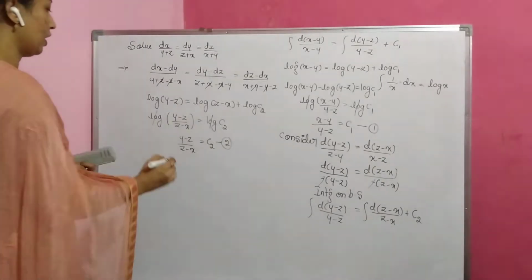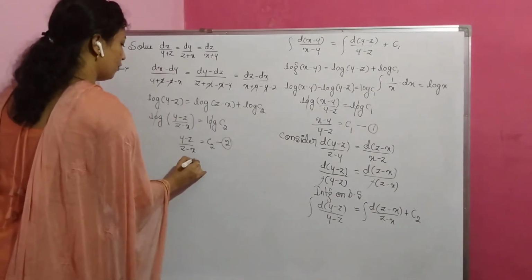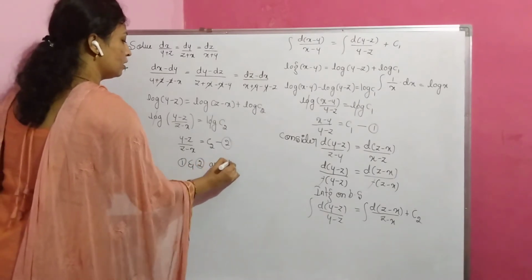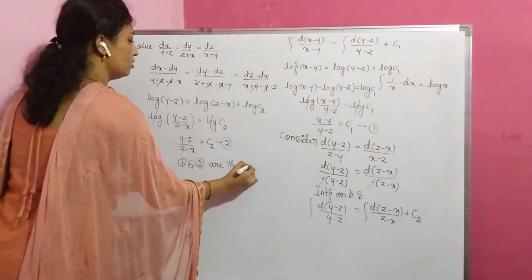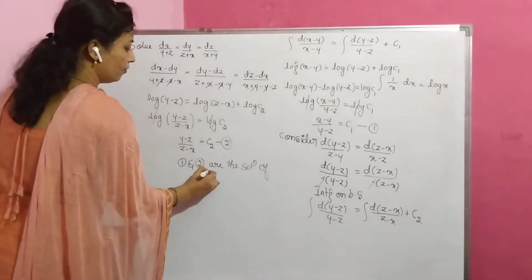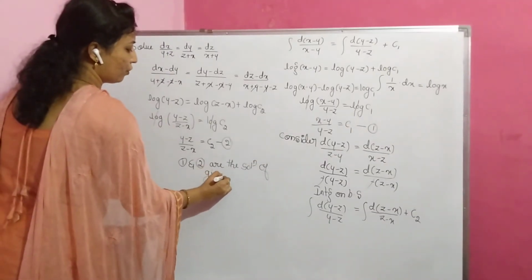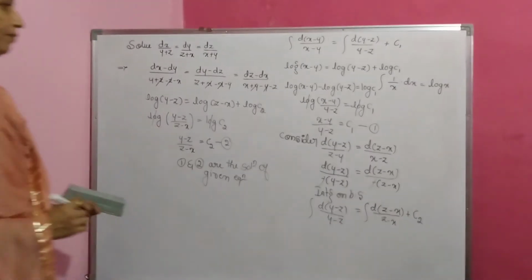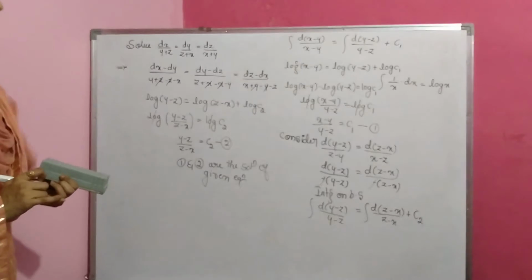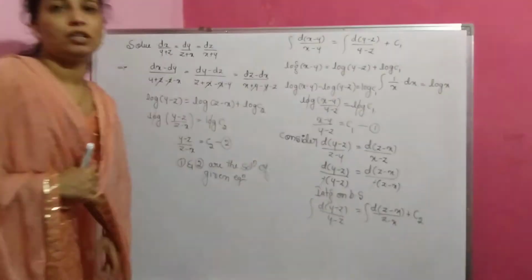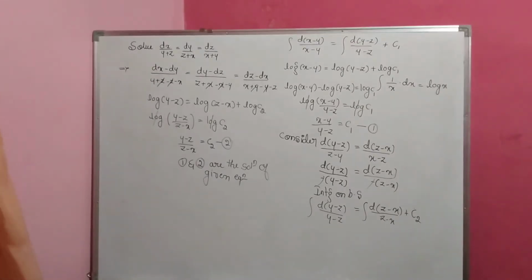So equation 1 and equation 2 are the solution of the given equation. This is one more type of example of how to solve the symmetric simultaneous differential equation.